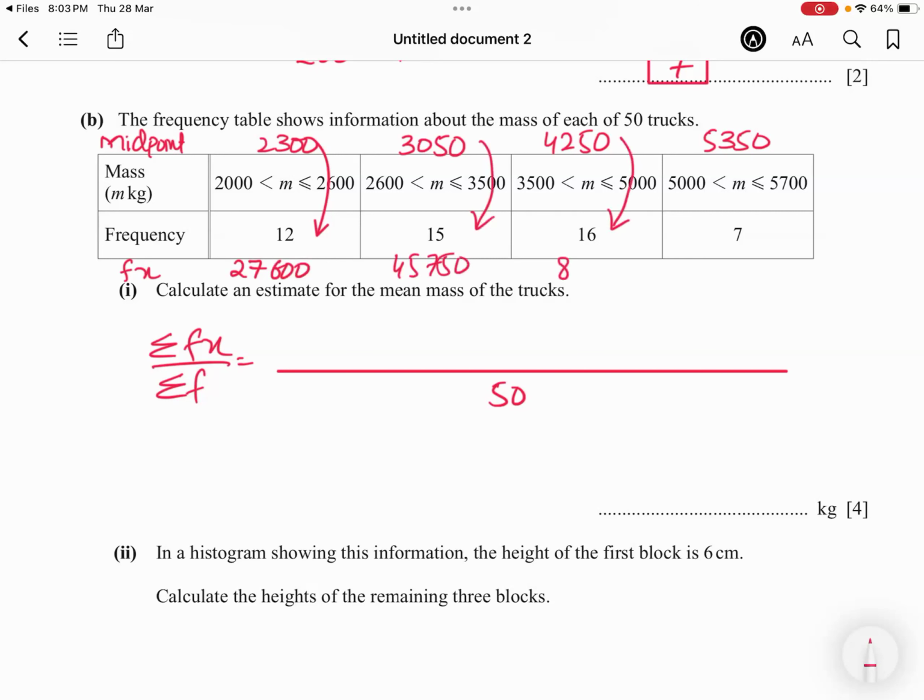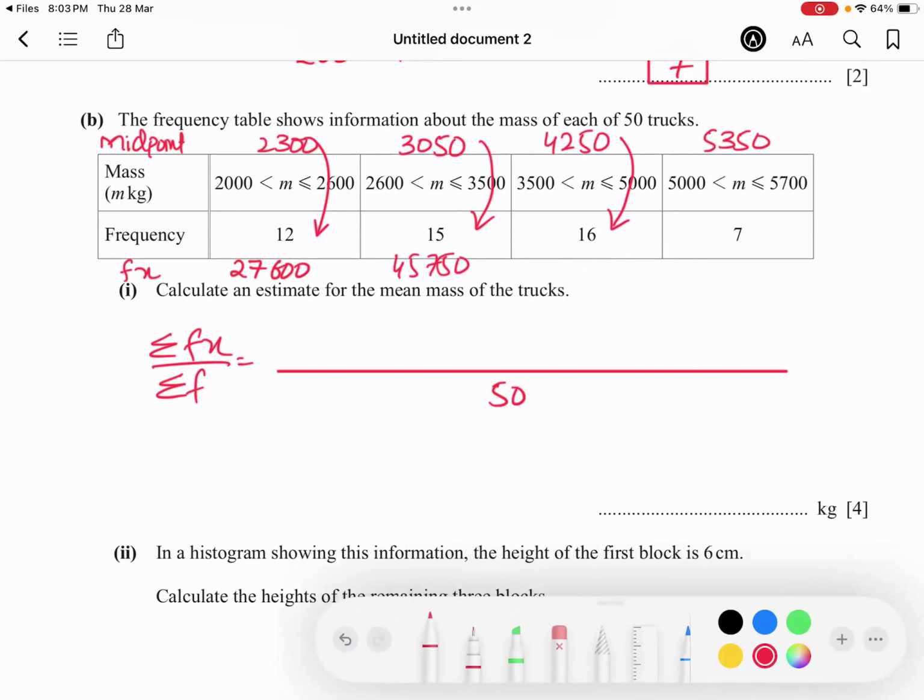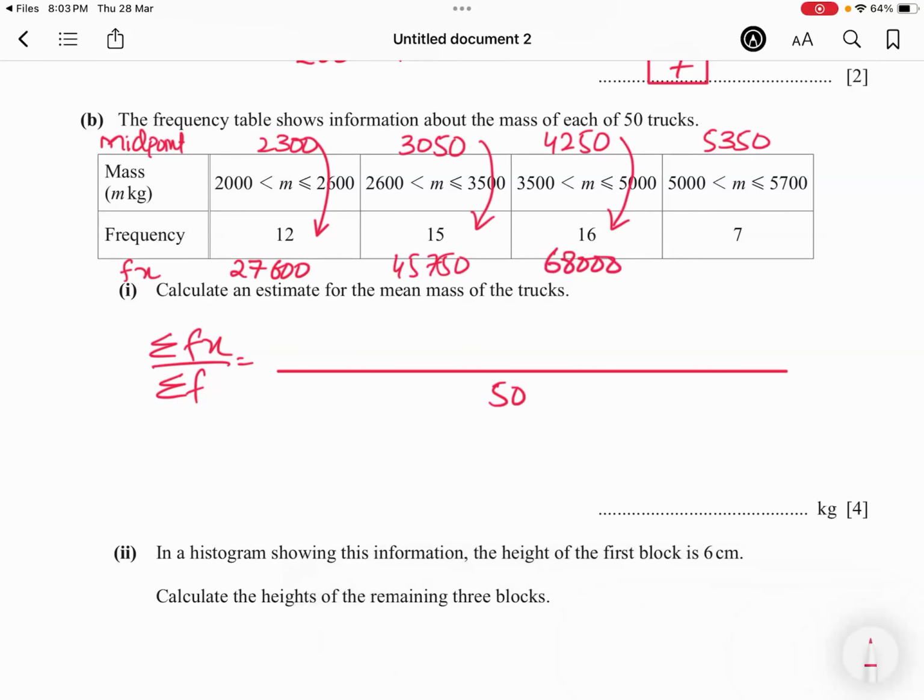It is 68,000. Be careful with the calculator, okay? That is the reason. Then the last one is 37450. Write these values here.